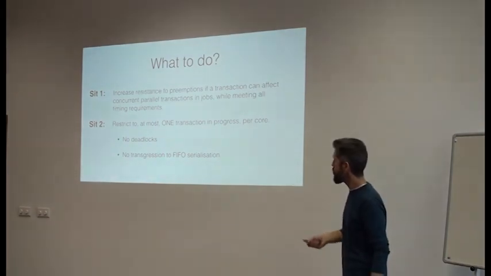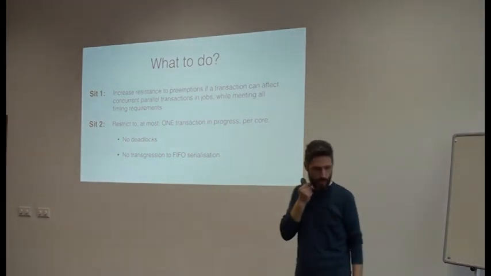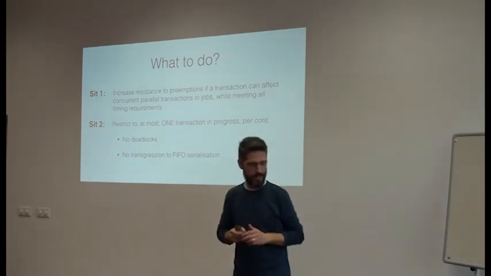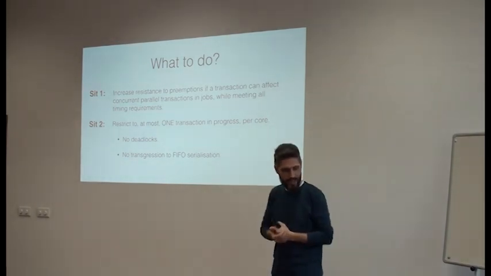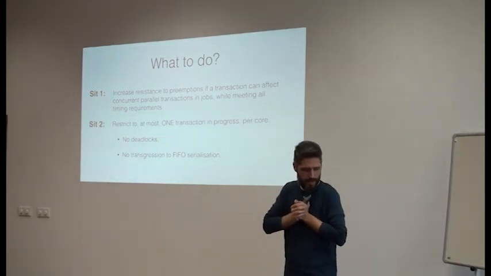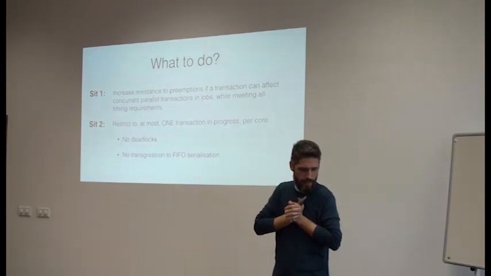So, in situation one, we can increase what to do. For situation one, we can increase the resistance to preemptions if a transaction can affect concurrent parallel transactions in jobs while meeting all timing requirements.